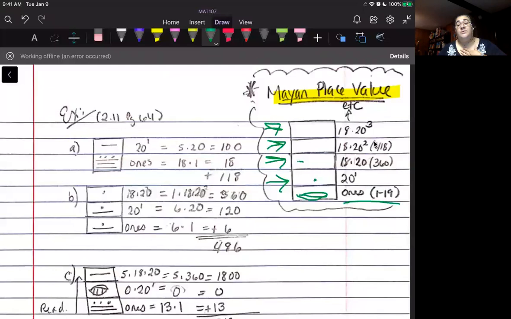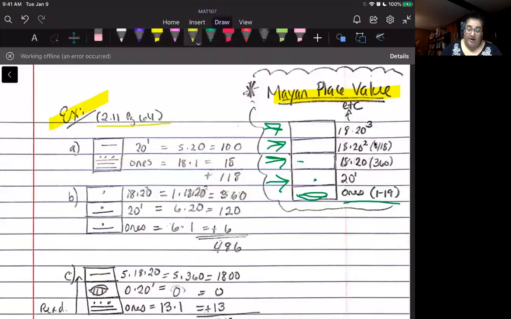So let's look at some examples so that you can see what we mean, but keep this little chart near you as you get used to it, because it does help to clarify how to use the system, okay? So let's look at this example here. This example, by the way, in case you're interested, comes to you from figure 2.11 on page 64 of your textbook. All right, but let's say that we are given this Mayan numeral right here, okay?